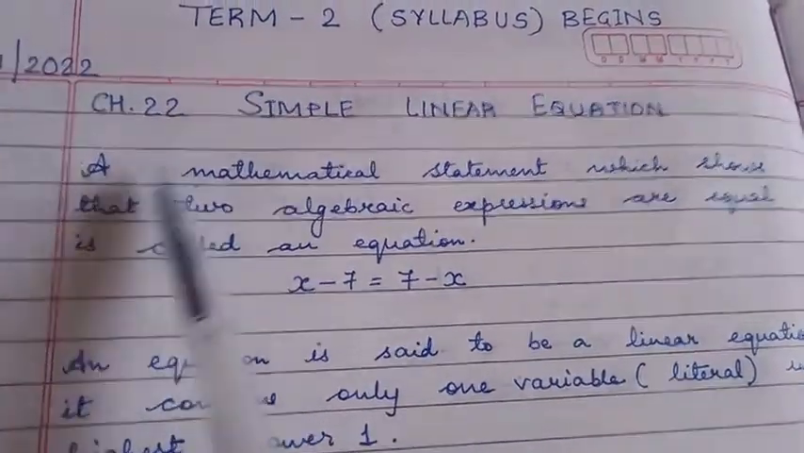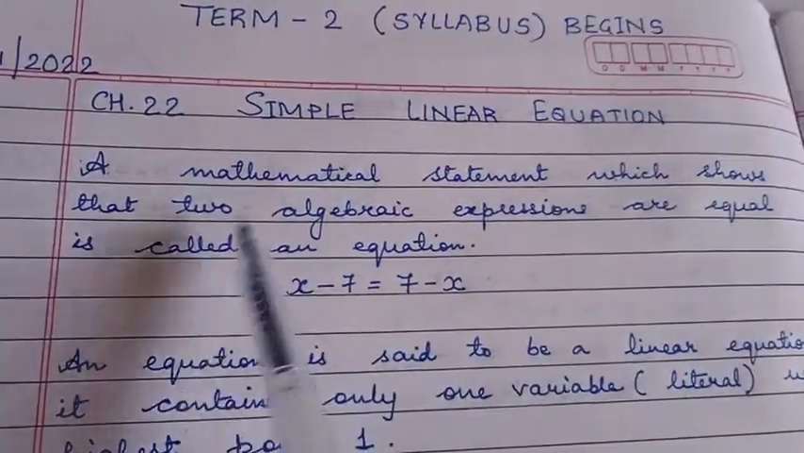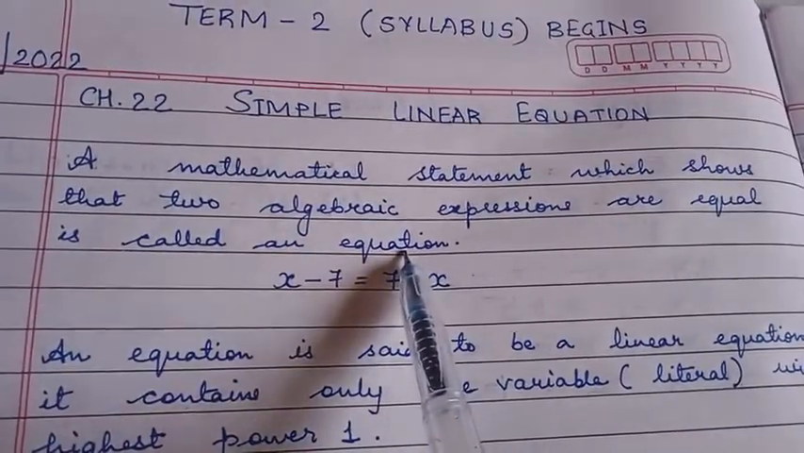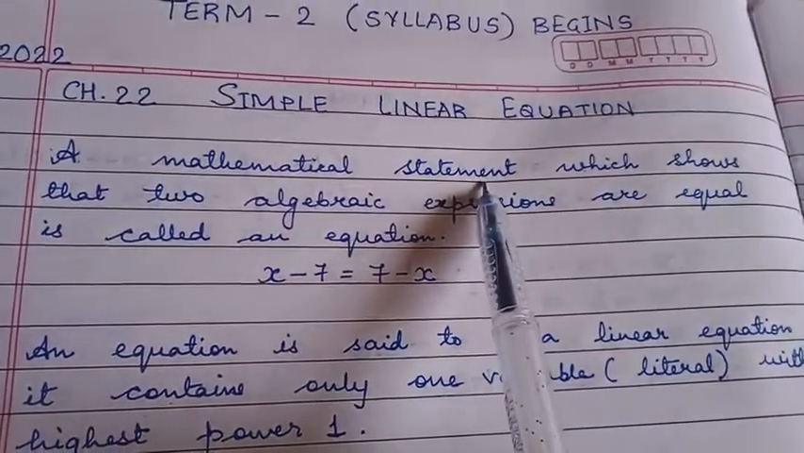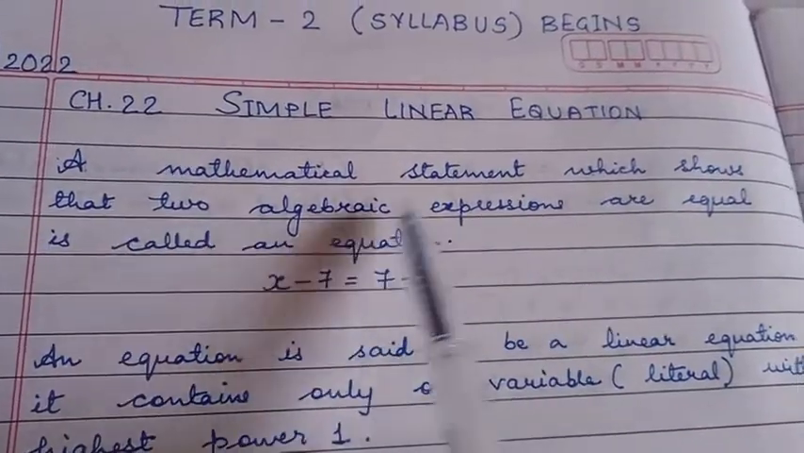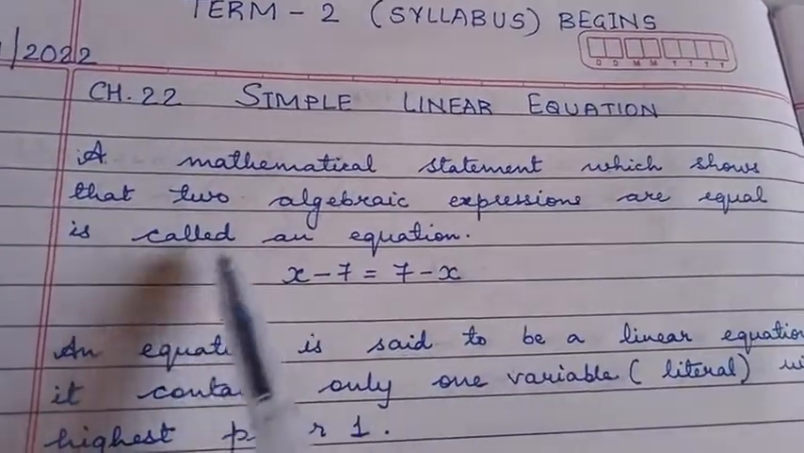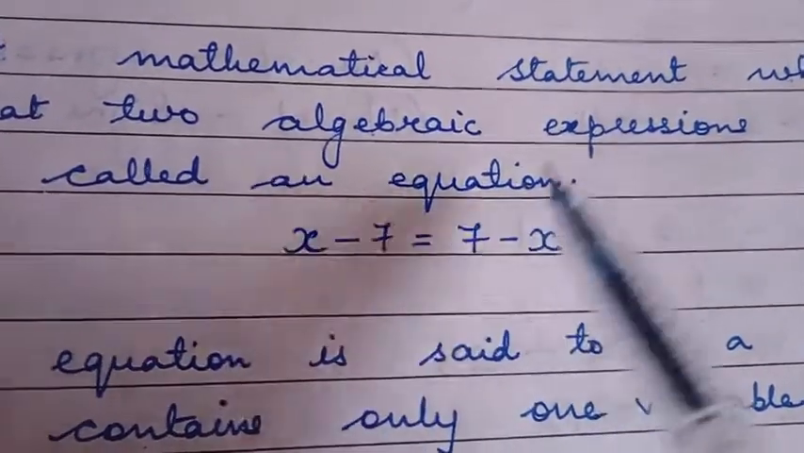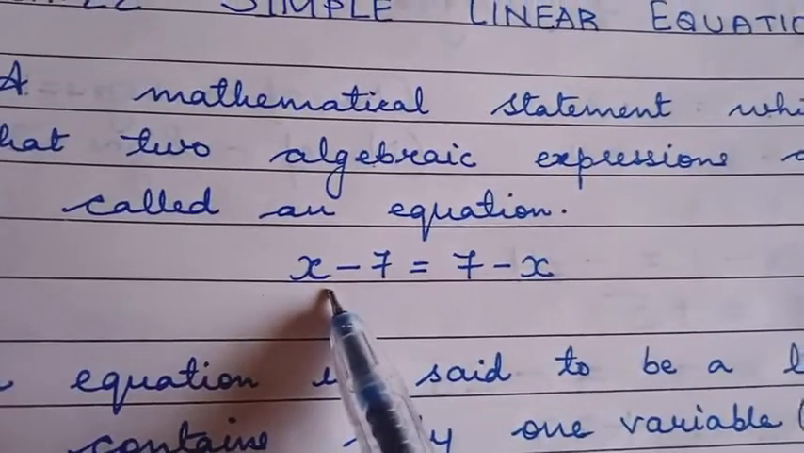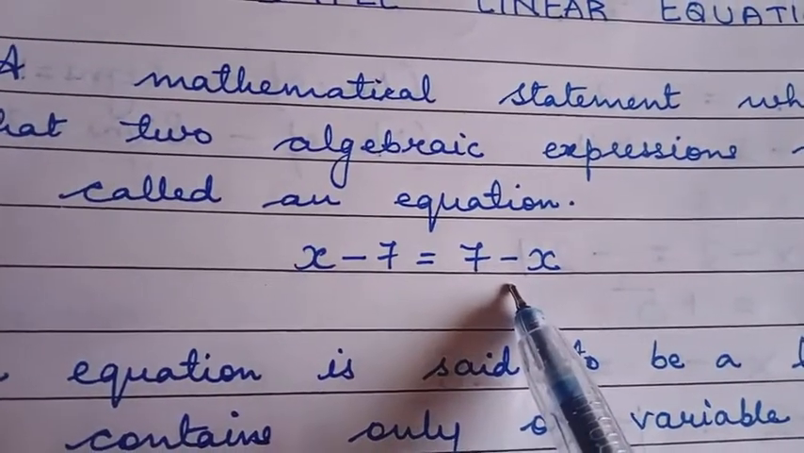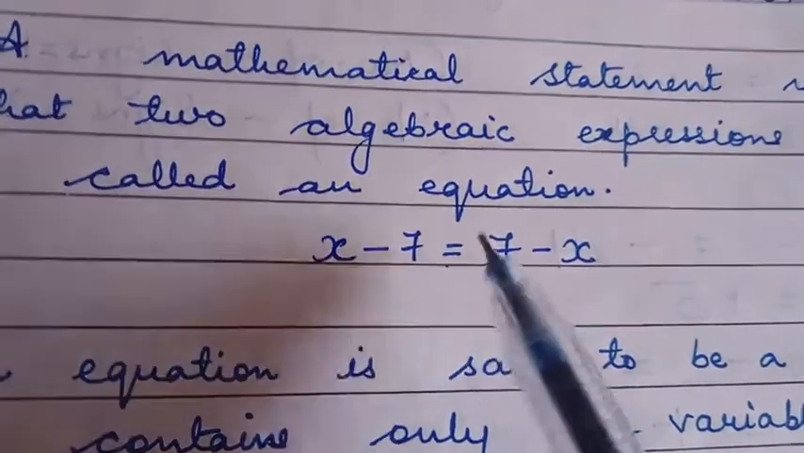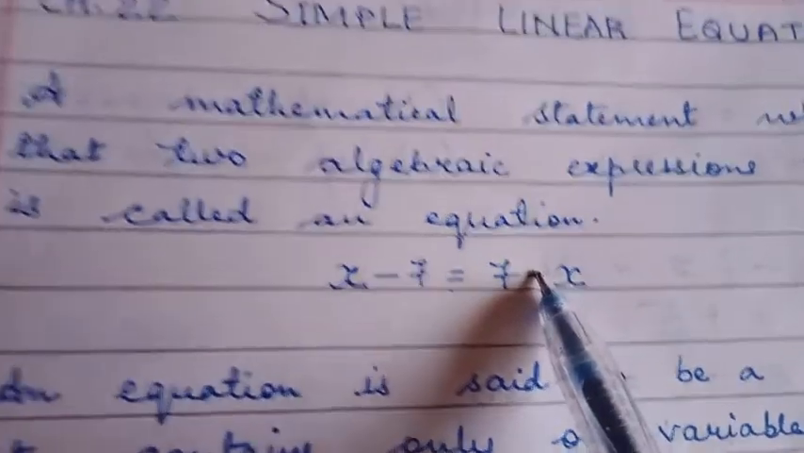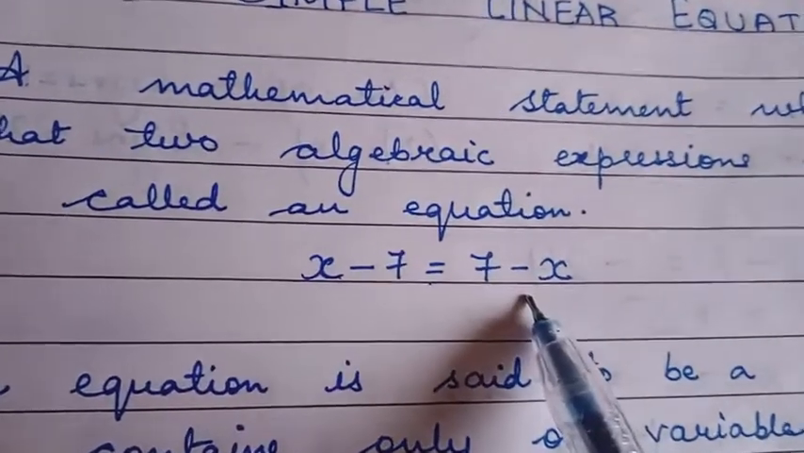Let's see. A mathematical statement which shows that two algebraic expressions are equal is called an equation. See, equation relates with equal to sign. So this is first algebraic expression and this is second algebraic expression along with equal to sign. So when one algebraic expression is equal to second algebraic expression, we say an equation is formed.